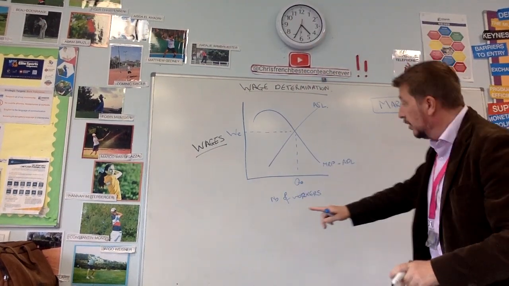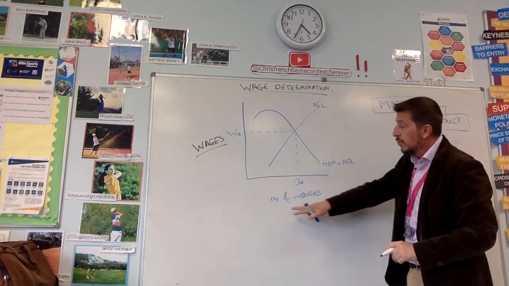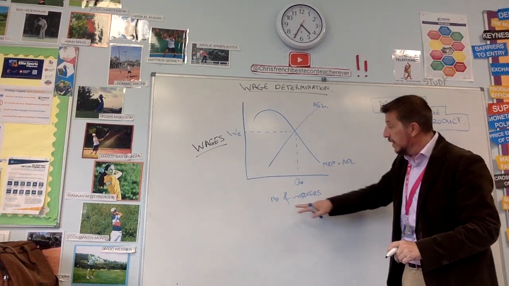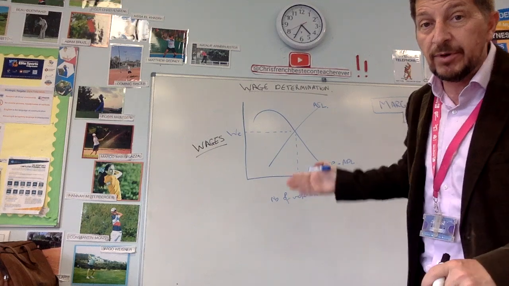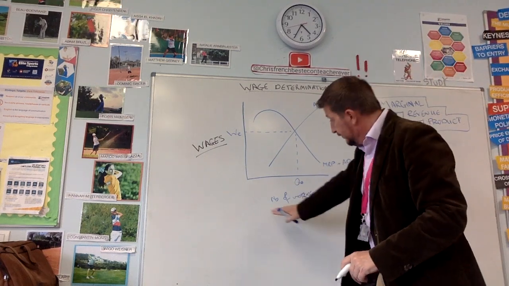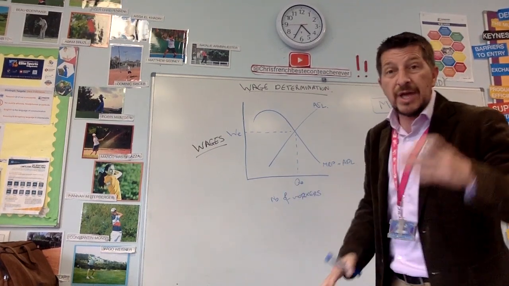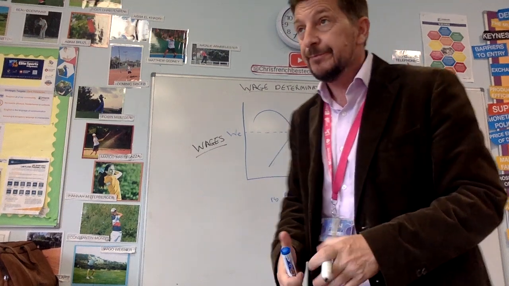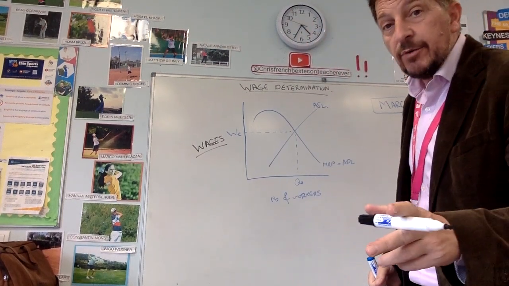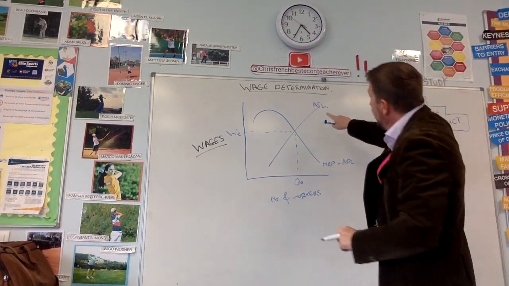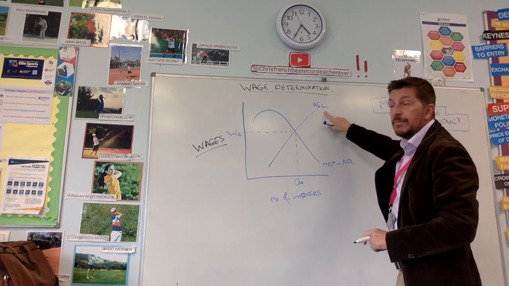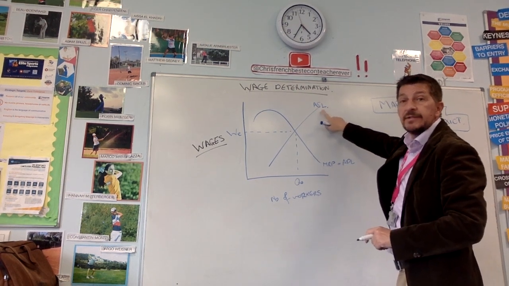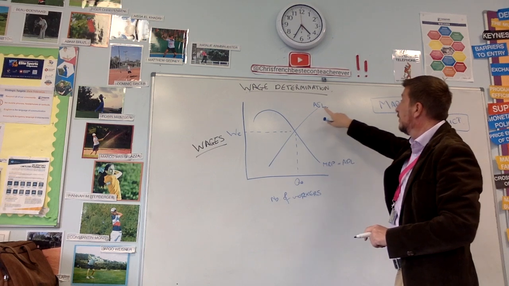And across the bottom, instead of quantity of output or number of units, what we've actually got is the number of workers. So we're looking at the number of people that are going to be employed at any given wage level, right? So the next thing we're going to highlight is this. Now, this says the aggregate supply of labour, ASL, the aggregate supply of labour.